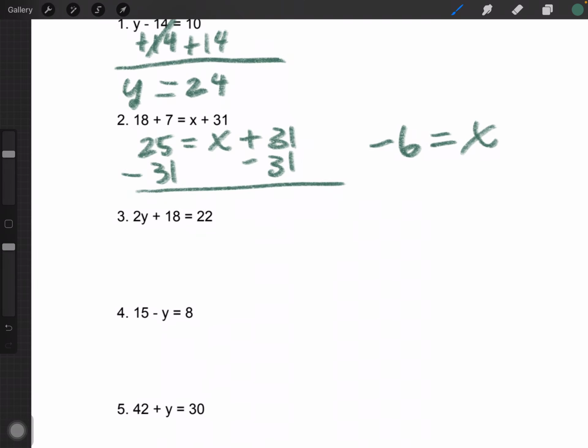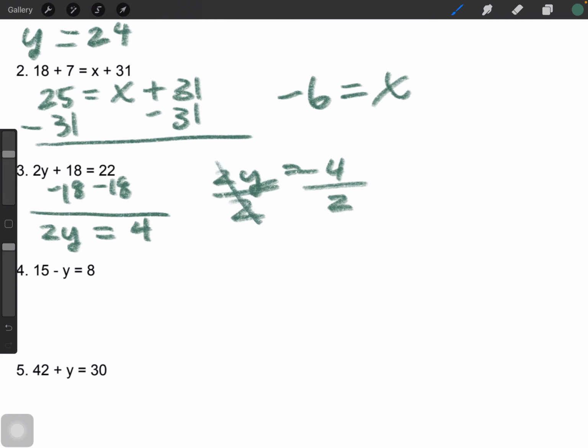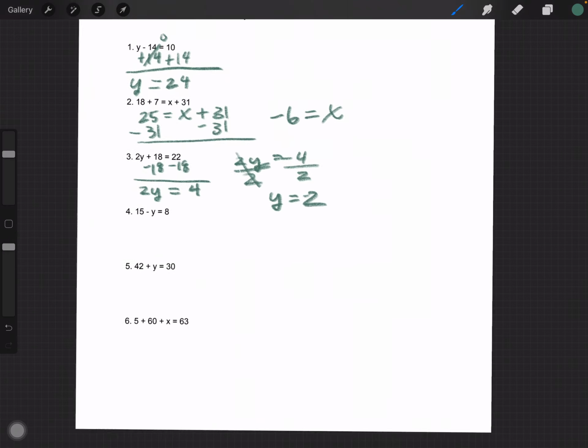And this one, we have two operations that we need to work through to get to the y. So we do what we know first, and we take off the 18. And 2y is now equal to 4. Now 2 is being multiplied to the y. They're being multiplied together, and we want to do the inverse operation to get y alone. So the opposite of multiplication is division, and you want to divide by 2 on both sides. You see 2 over 2 is equal to 1, and 1 times y is just equal to y, is equal to 4 divided by 2 is 2, so y is equal to 2.